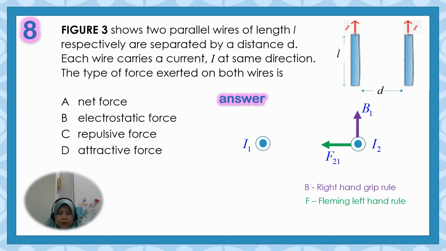And we do the same thing for I1. From I2, you can identify B2 using the right hand grip rule. And then from B2, we use the Fleming left hand rule to identify the force exerted on the first conductor. If you look at the green arrow, it shows that the force is an attractive force.